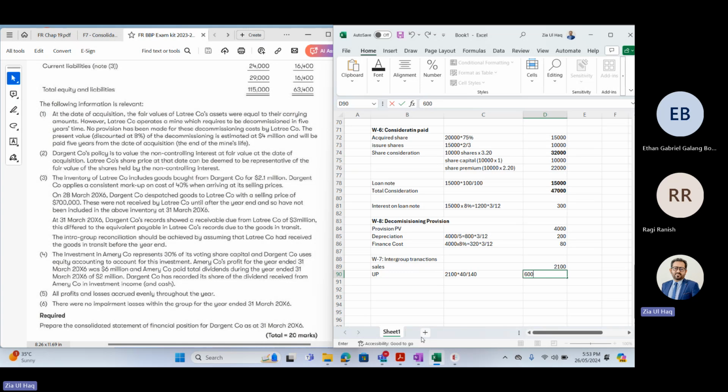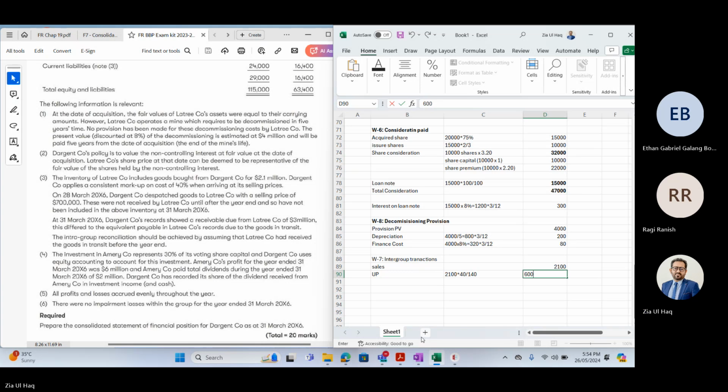Where is this 600 included, in parent company or subsidiary company? In parent company, because parent company sold this. This means this 600 we need to reduce from inventory, and this 600 we need to reduce from consolidated retained earnings. Here it should be adjusted in consolidated retained earnings.